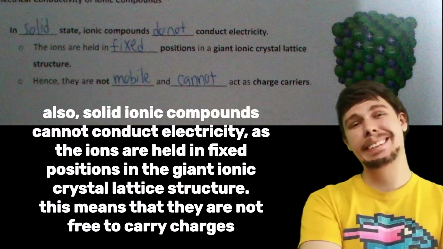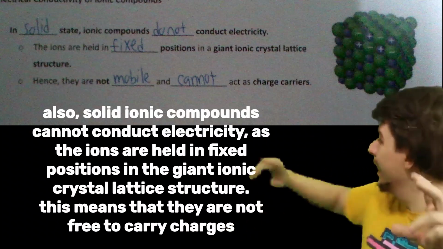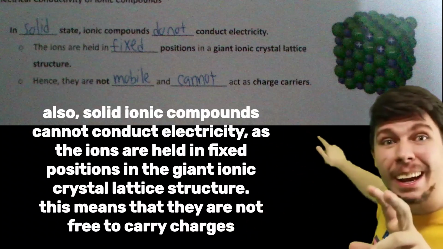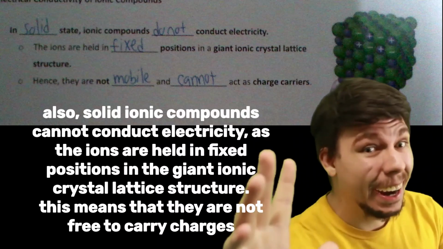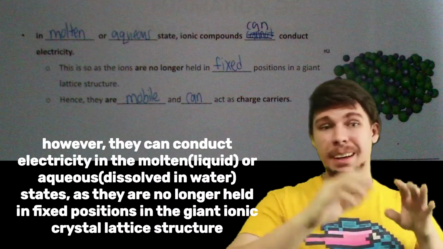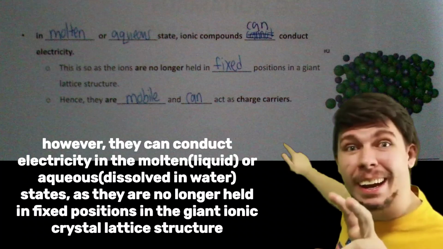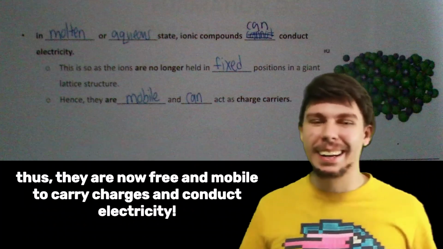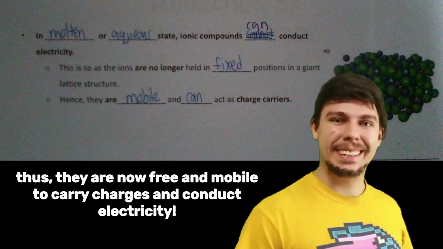Also, solid ionic compounds cannot conduct electricity, as the ions are held in fixed positions in the giant ionic crystal lattice structure. This means that they are not free to carry charges. However, they can conduct electricity in the molten or aqueous state, as they are no longer held in fixed positions in the giant ionic crystal lattice structure. Thus, they are now free and mobile to carry charges and conduct electricity.